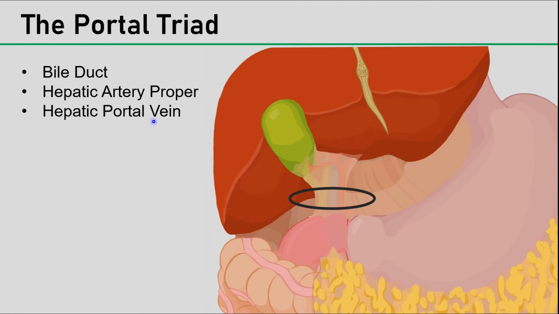And then we have the hepatic portal vein. The hepatic portal vein is blood that is being drained from the intestines and taken to the liver. So this is the one with all of the nutrients in, and the liver will process that. Together, these three structures are within a mesentery, and are known as the portal triad. So this structure within the body is very important.